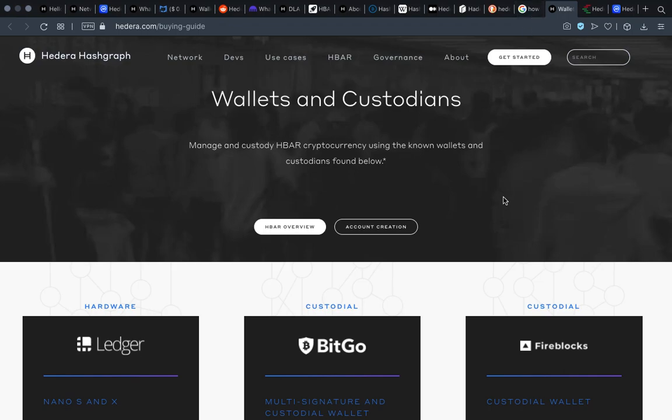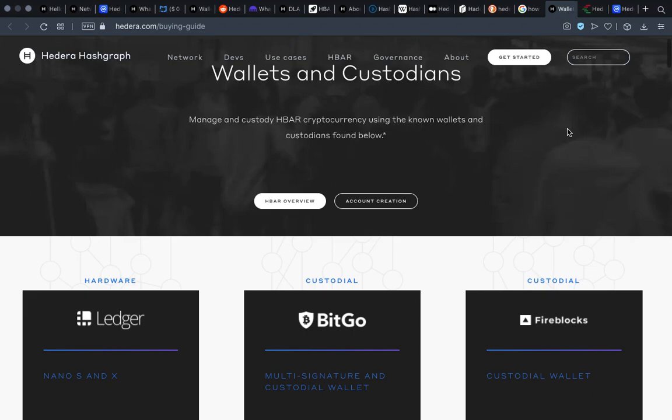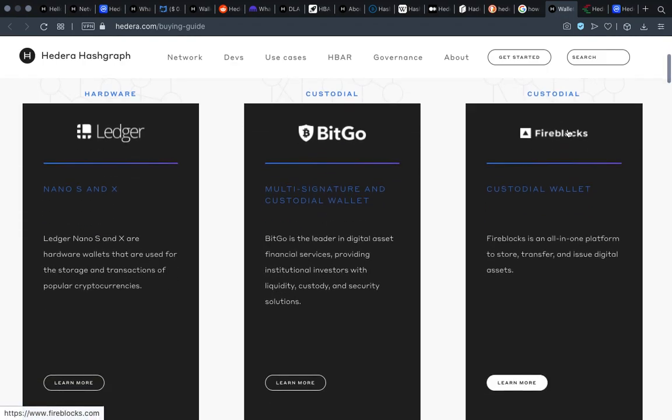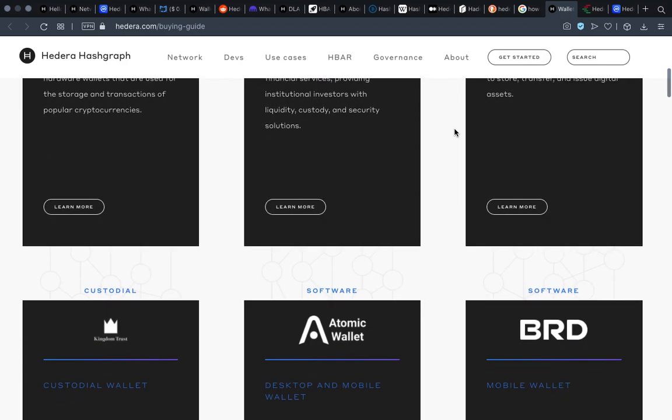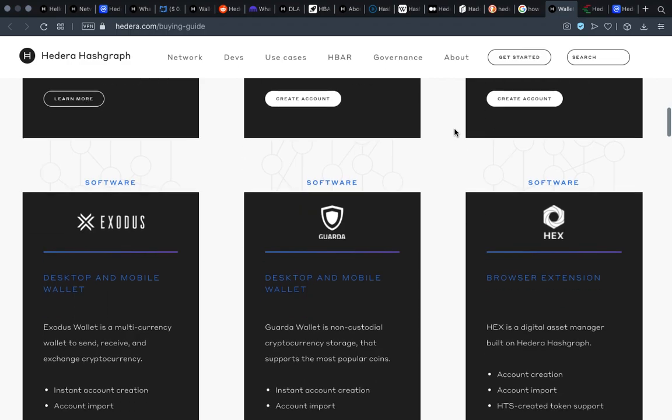Okay, and now let's look at how to get the HBAR token. The HBAR token is available via Binance, Gate.io, and Huobi, which are some of the exchanges that have this token. And here are some of the technologies that can be used to store the token: Ledger, BitGo, Atomic Wallet, to name a few.